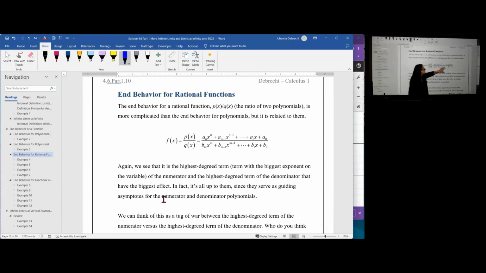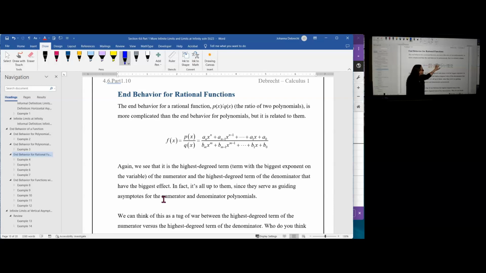When we're looking at this, as you might expect, the limit of a quotient is the quotient of the limits, provided the denominator is not zero. We know the numerator is a polynomial, so it should be dominated by the highest degree term, a sub n, x to the n. The denominator is also a polynomial, so it should be dominated by b sub m, x to the m.